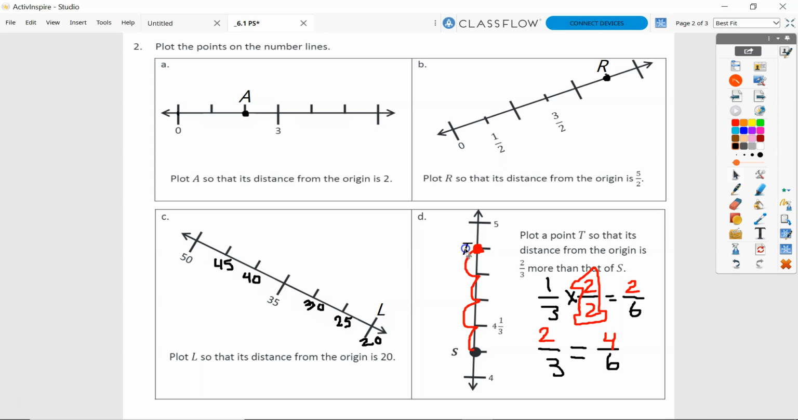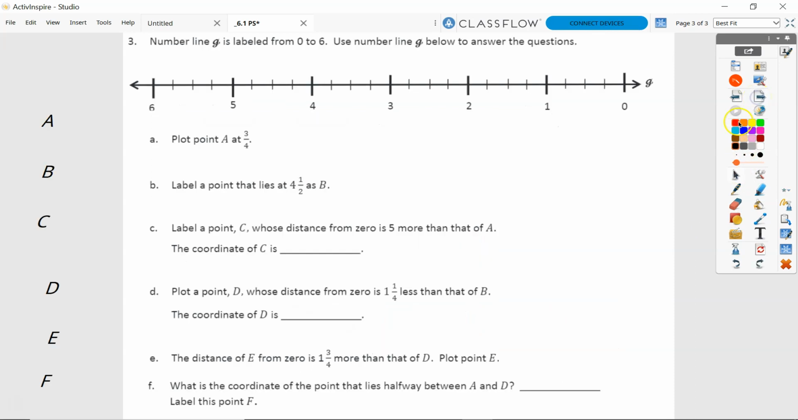I'll put it on that side with the letters. All right, this would be 4, this would be 4 and 1/6, 4 and 2/6, which is equivalent to 4 and 1/3. This would be 4 and 3/6, 4 and 4/6, 4 and 5/6, 4 and 6/6. All right, so let's go ahead and take a look at the next one.